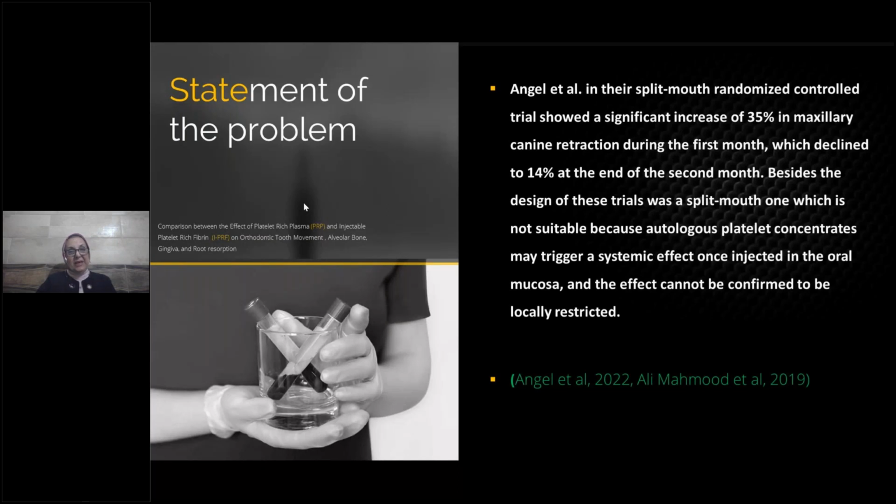Besides, the design of these trials was split mouth, which is not suitable because autologous platelet concentrates may trigger a systemic effect once injected in the oral mucosa, and the effect cannot be confirmed to be locally restricted.